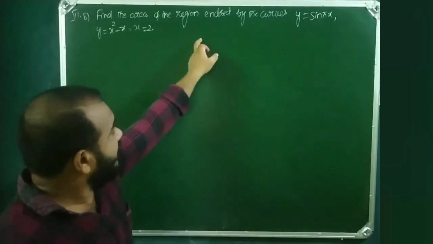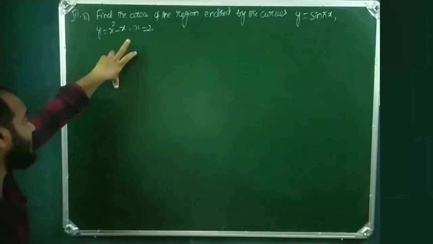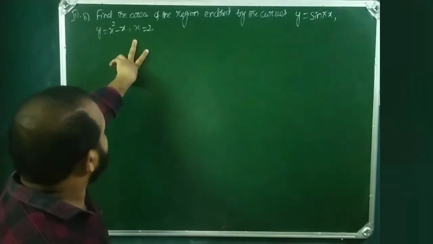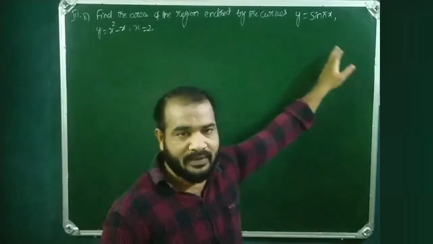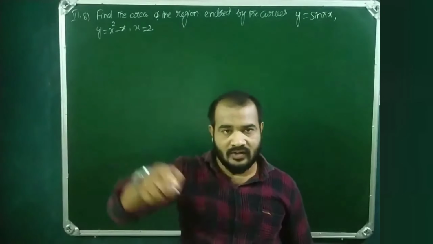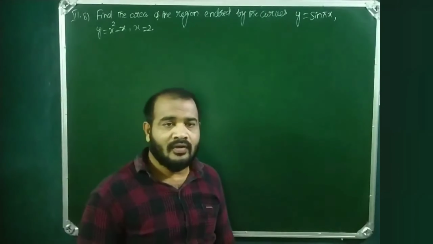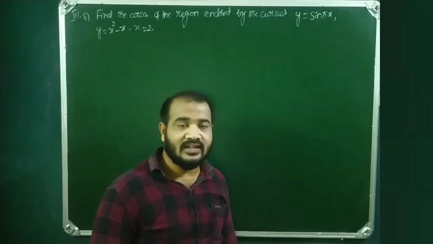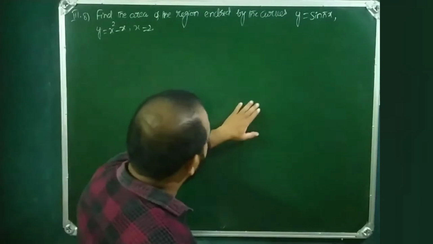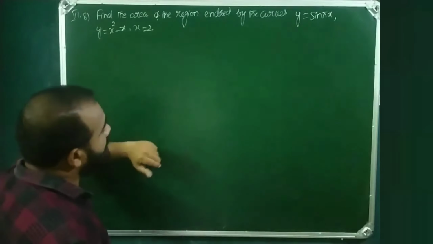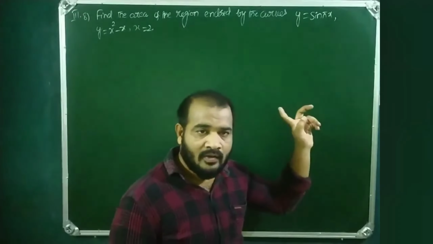Find the area of the region enclosed by the curves y is equals to sin pi x, y is equals to x square minus x, x equals to 2. So, x square minus x is the parabola. y is equals to sin pi x, the sine curve we know. And x equals to 2 is the line which is parallel to the y axis, that is a vertical line.